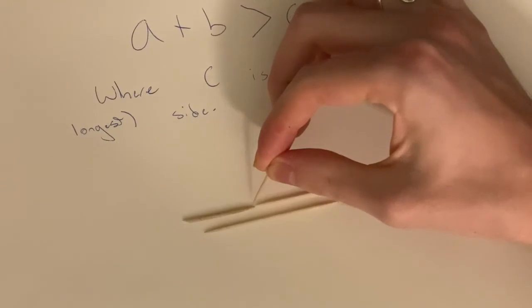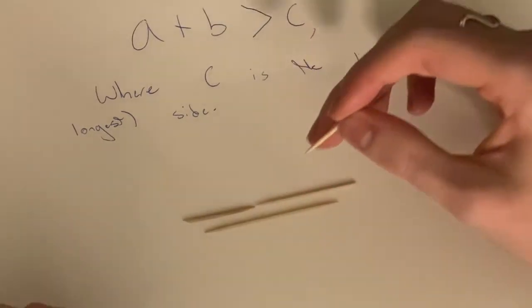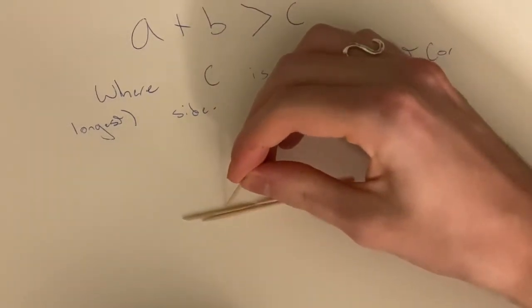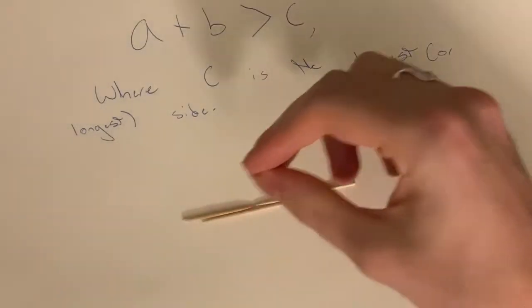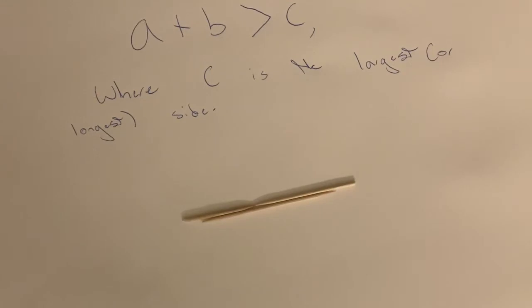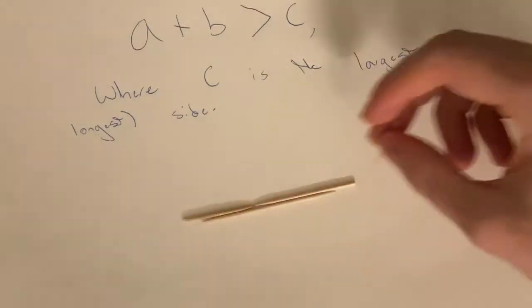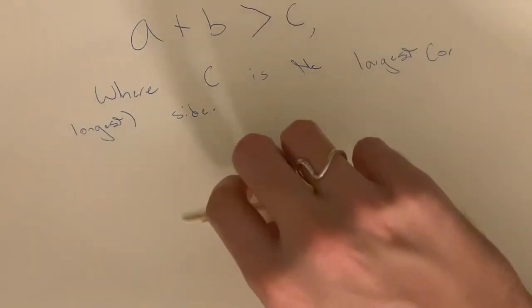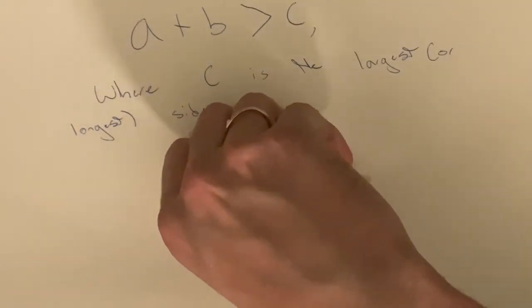Now, the sticks aren't exactly holding together. But yeah, as you can see, these two sides, which are both individually shorter than the longest side, if I push them down, they make a length which is longer than the longest one. So that shows the inequality being true. And then we can also look at this from another angle. Let's try to make a triangle where the inequality isn't true.